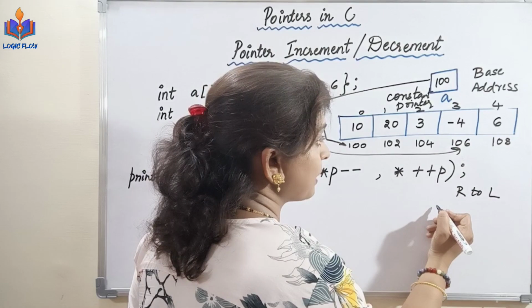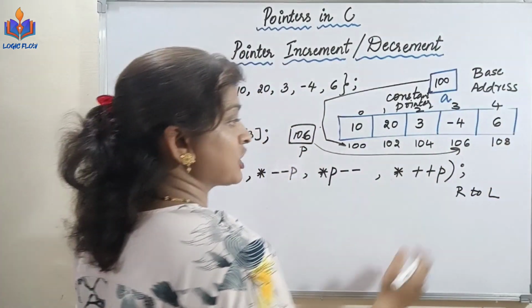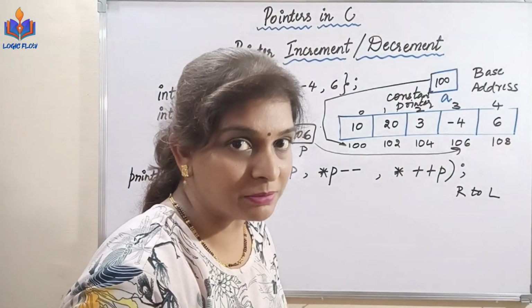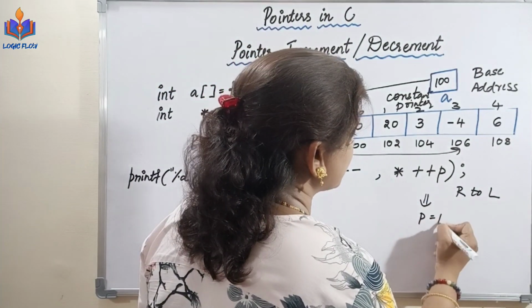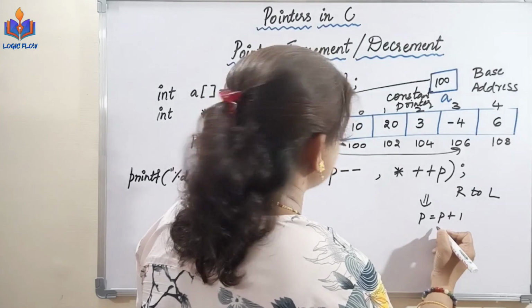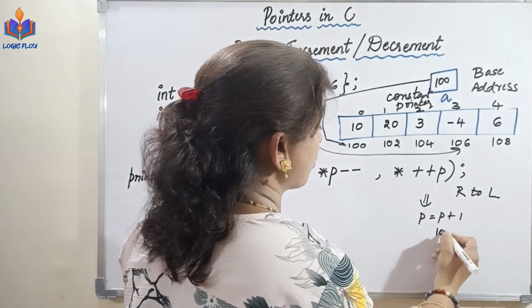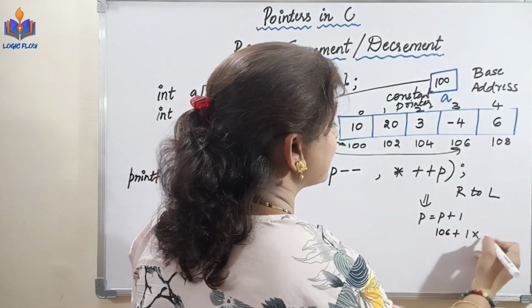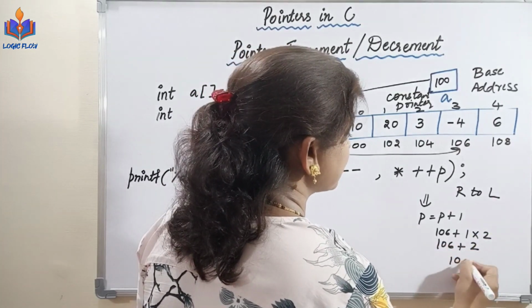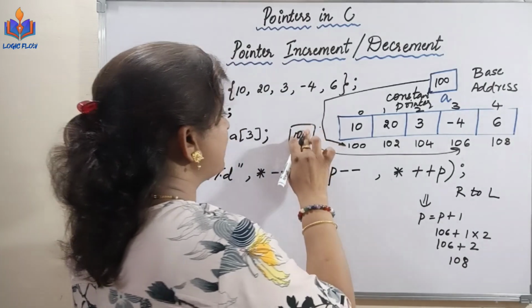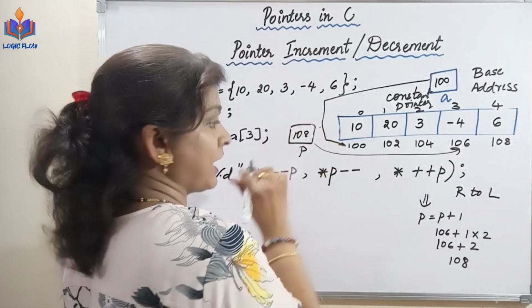So what is the p value as it goes to the next location? Plus plus p means p equal to p plus 1. I have told you. So what is plus plus p? It is p equal to p plus 1. So p is at present 106, plus 1 into size of data type. So 106 plus 2, so it is 108. So the p value is changed to 108.